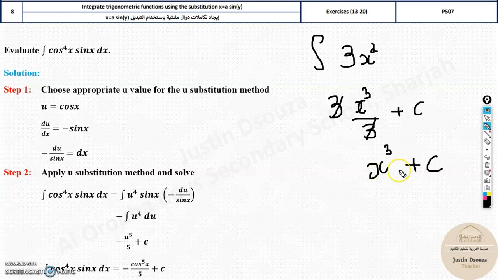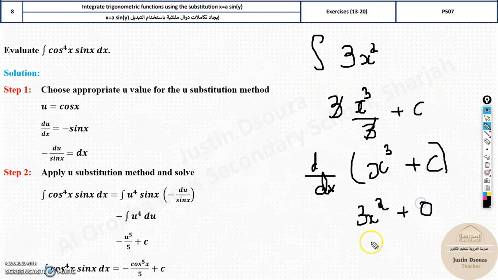Now, if you derive this, you must get the question back, right? Let's derive this now. One second. Let's quickly derive over here. It will be d by dx, that is dy by dx. This is the derivative. It will be 3x squared. Now, it doesn't matter which constant it is. Let it be 10, 20 or any number. It will become 0. So, you're remaining with 3x squared.